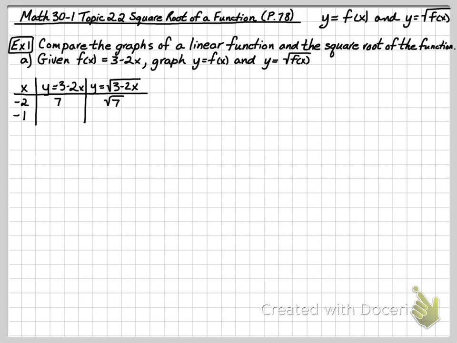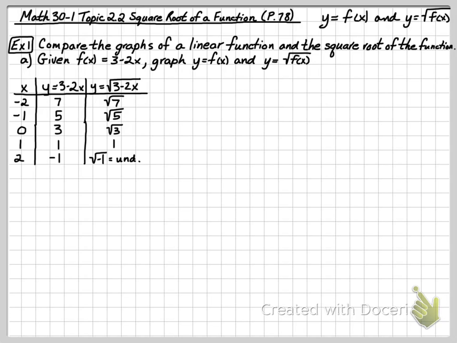If I went to negative 1, 3 minus 2 times negative 1 would be 5. So the square root would be root 5. 0 would give me 3 and root 3. And for 1, when x is 1, 3 minus 2 times 1 is just 1, and the root of 1 is 1. For 2, we're going to get a value of our function of negative 1, and the square root of negative 1, of course, is undefined.